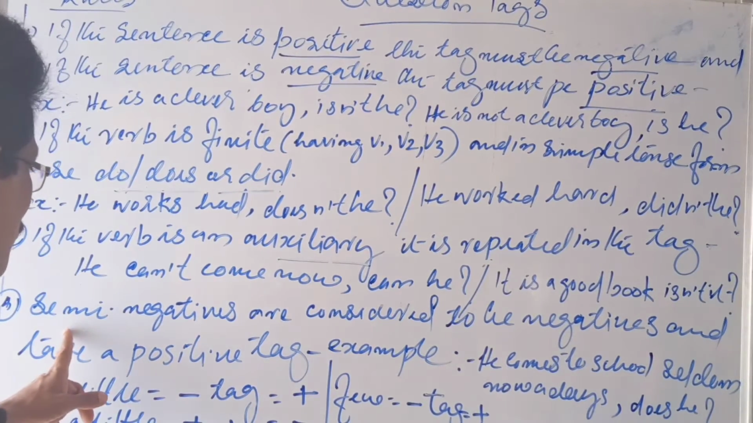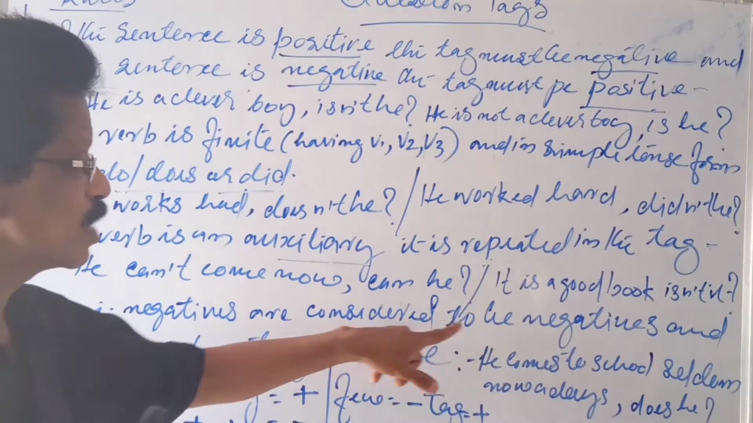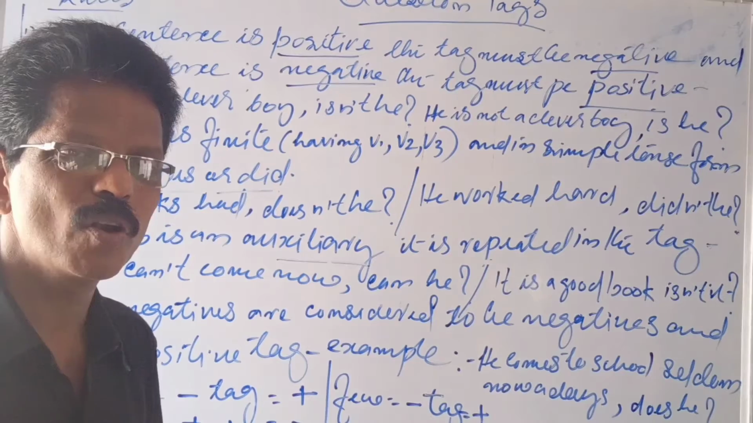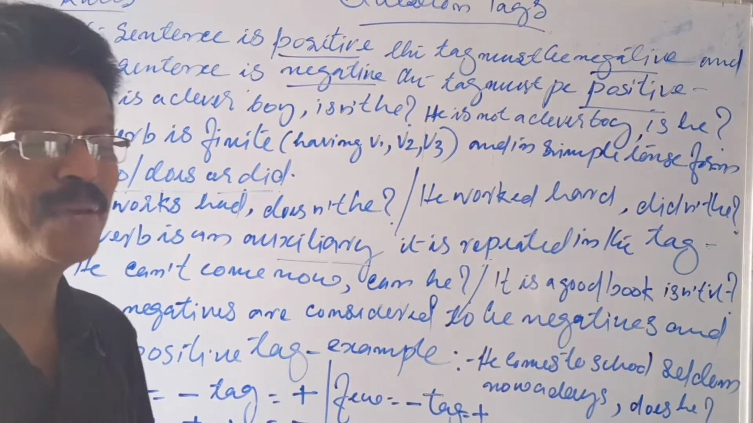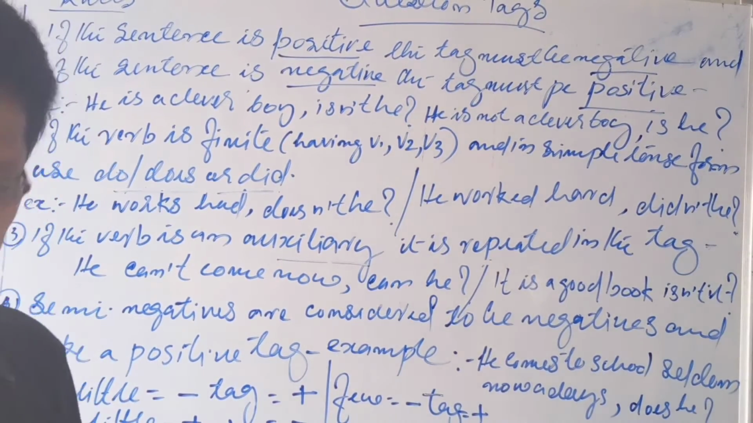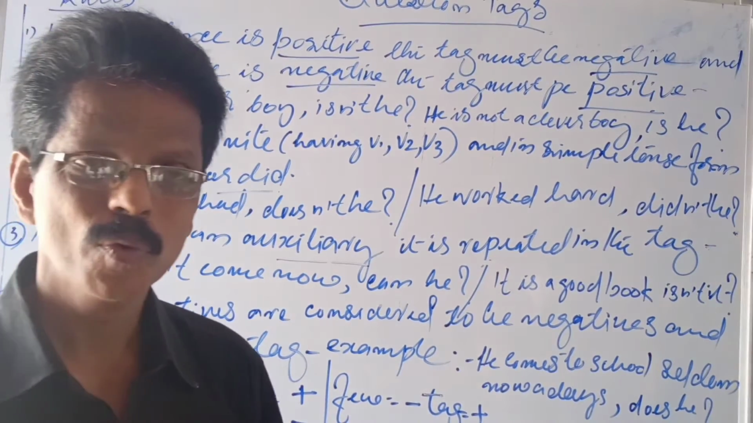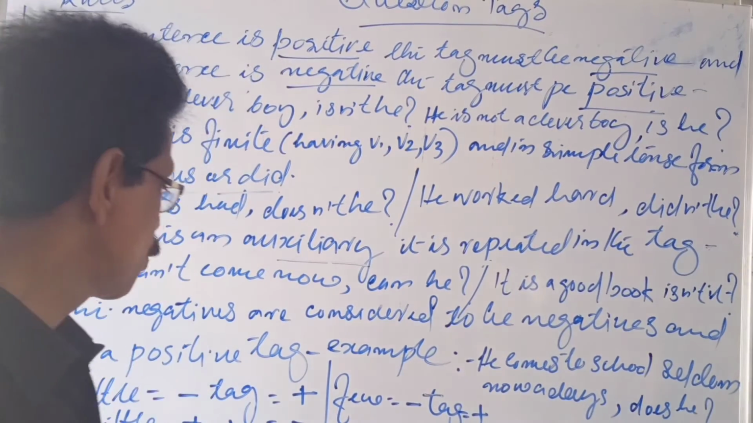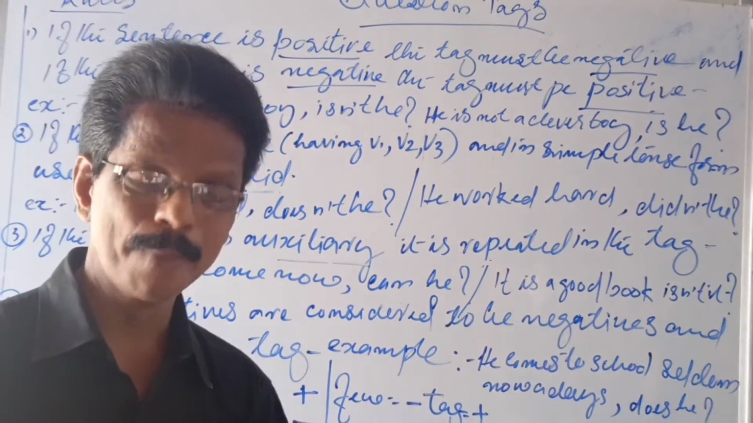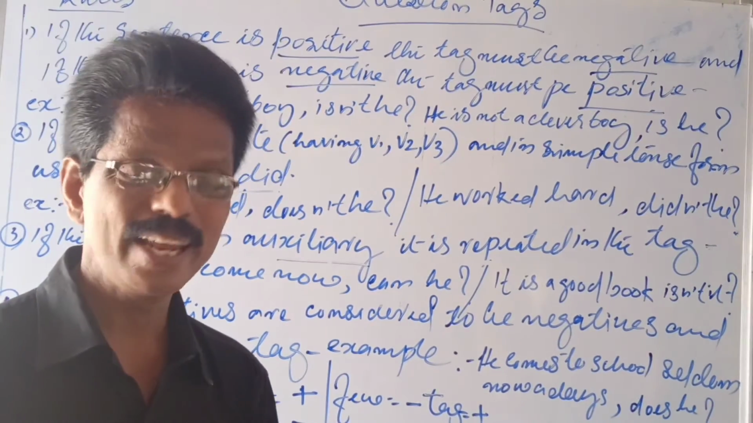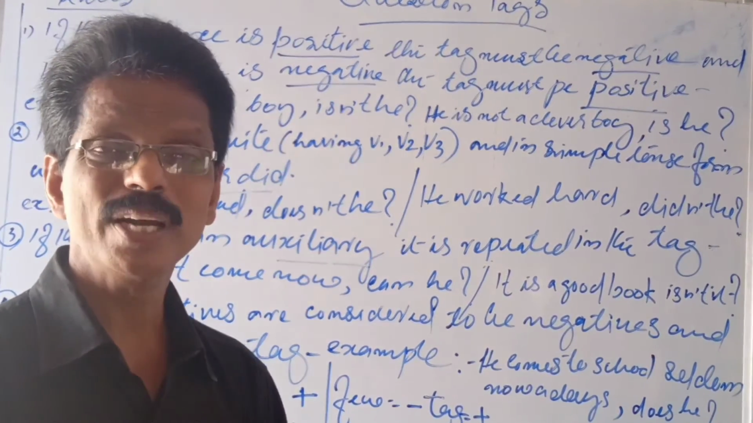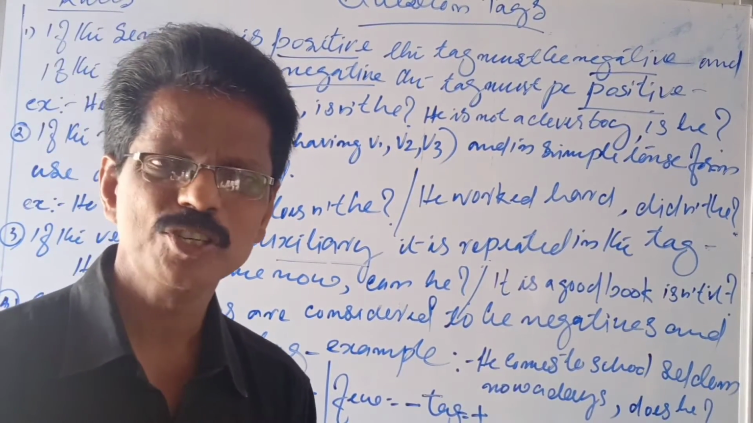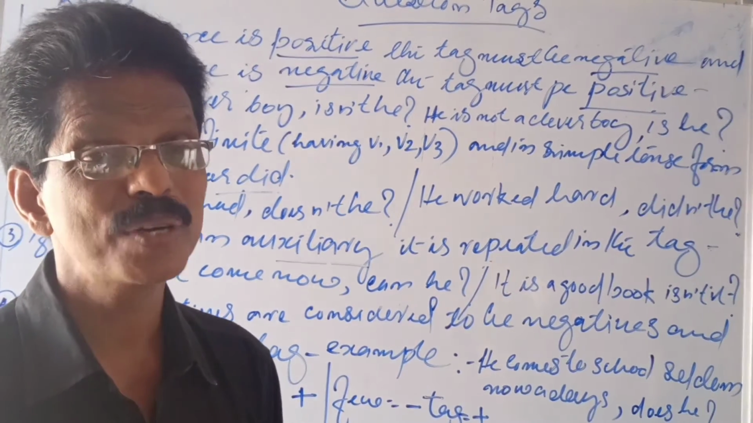And fourth one, semi-negatives are considered to be negatives. Some words are negative but not completely negative. Semi-negatives. Words like little, a little, few, a few. Little and few are negative. A little and a few are not negative. Seldom, scarcely, hardly, rarely. These kinds of words are semi-negatives, not completely negative. But they are considered to be negative and they take a positive tag.